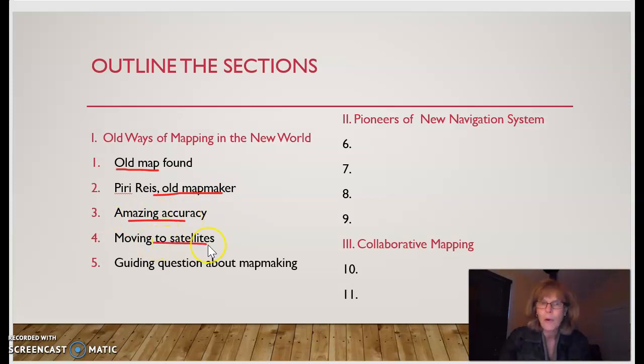In paragraph 4, I find out how they moved from these old maps into satellites that we use now. And as we said, paragraph 5 really gives me a guiding question, sort of the main idea that this article would like to answer. Continuing on, guys, into the second section, what are these paragraphs about? 6, 7, 8, 9. What is a title you would give for each of these paragraphs?